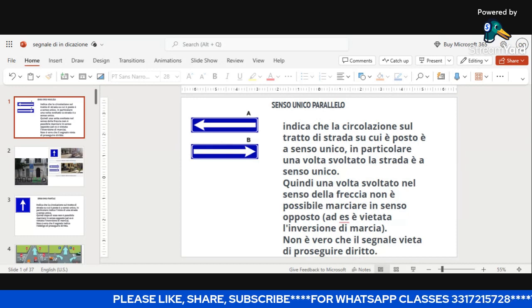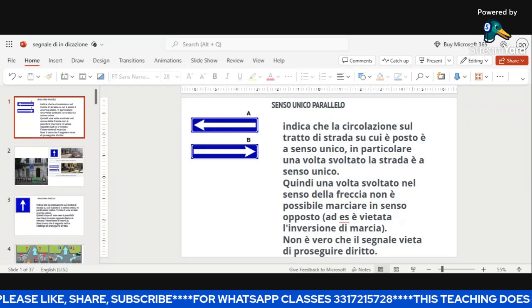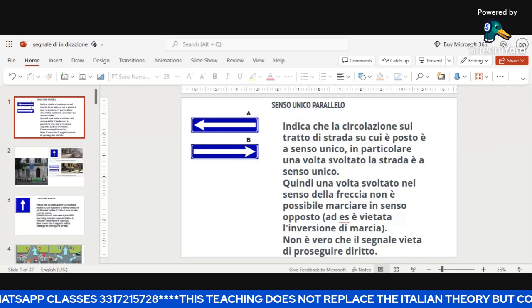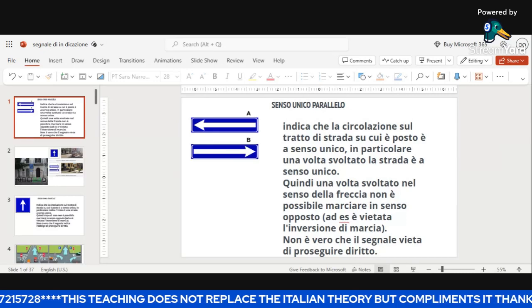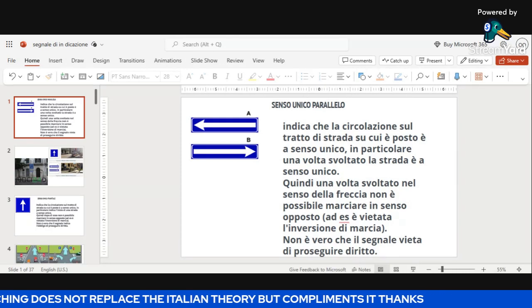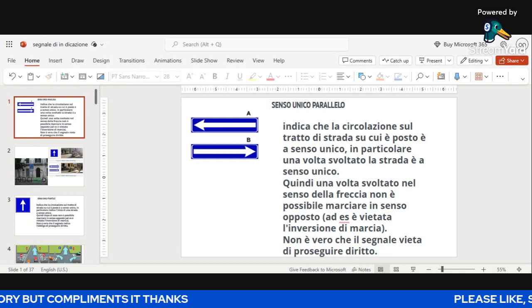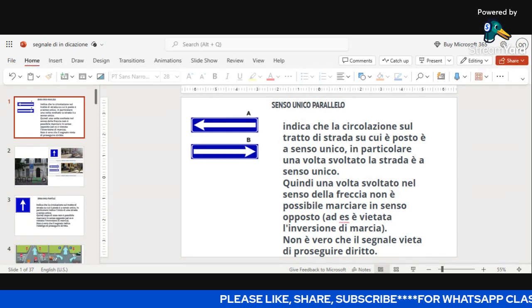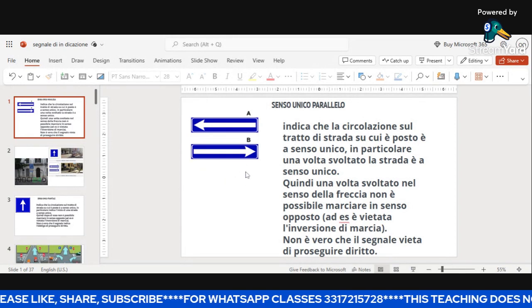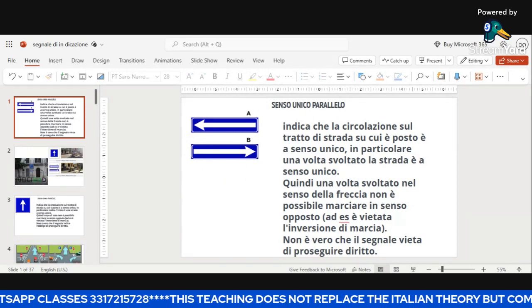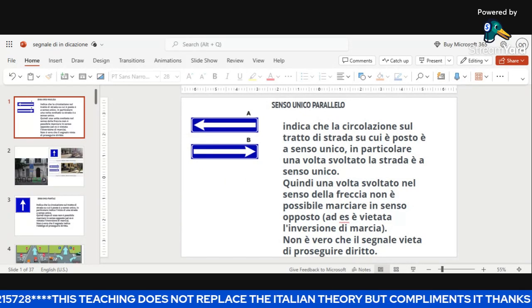Number one here I have is Senso Unico Parallelo. So we'll be seeing Senso Unico Parallelo, and then we'll be seeing the other one, Frontale. The both of them are Senso Unico Parallelo and Senso Unico Frontale. Let us deal with this particular one first, Parallelo. E se indica che la circolazione sul tratto di strada su cui è posto è a senso unico. When you see the signal, most times you see it inside the cities. They tell you that the place where you see the sign is a one-way road.